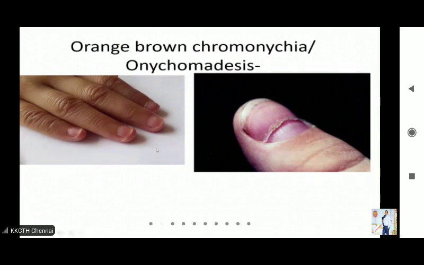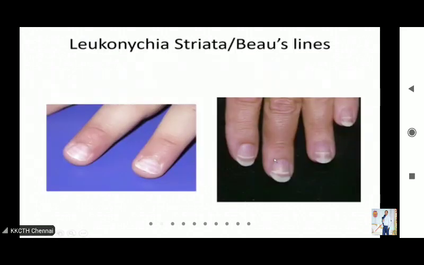You can see those orange, red lines here. And then onychomadesis, or separation of the nail from the nail matrix. Again, this is a relatively late sign. Other peripheral features include leukonychia striata and Beau's lines. Again, they're all late features. They almost look similar to each other. The only thing is, in leukonychia striata, there is no indentation of the nails. And here, in Beau's lines, you can have indentation.